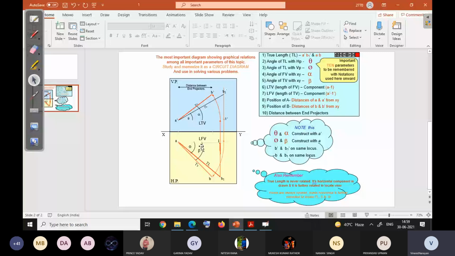So you can see this. There are four angles: alpha, beta, theta and phi. Theta and phi are used to show the true angle. Remember, true angles are smaller than apparent angles. Apparent angles are alpha and beta. But true length is longer than projected length. But apparent angle is more than true angle.